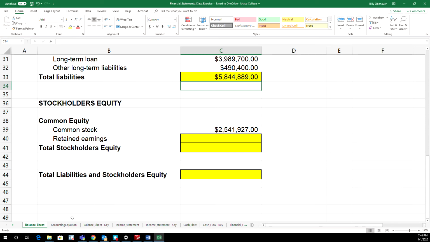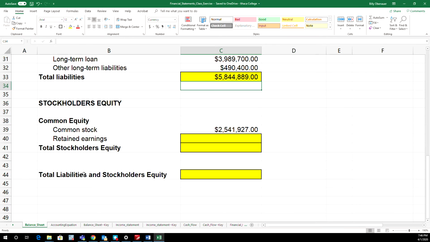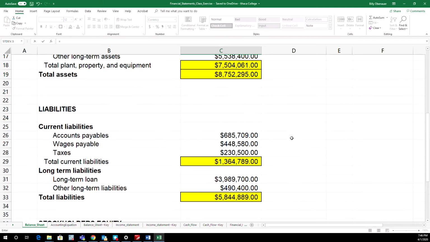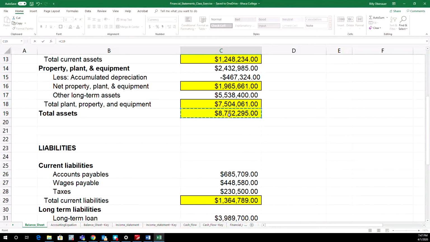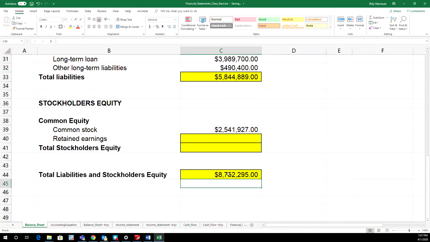So we're really quick going to refer back to the accounting equation. We want to remember that our assets are equal to our liabilities plus equity. So if we go back here, we see liabilities plus stockholders equity. This is going to be equal to our assets. So we're just going to put an equal sign in here. We're going to scroll back up to our total assets. And now we've got that box set at $8,752,295.